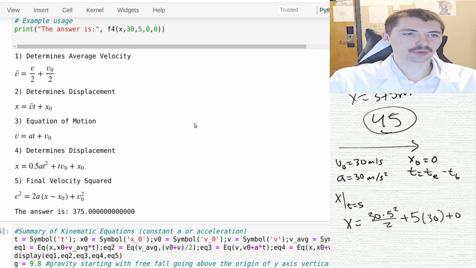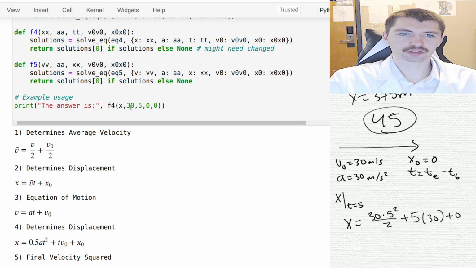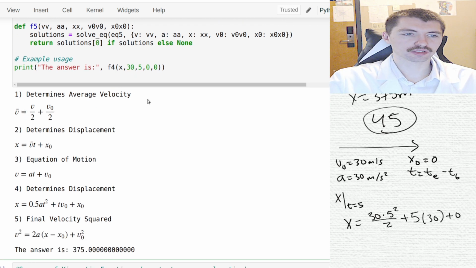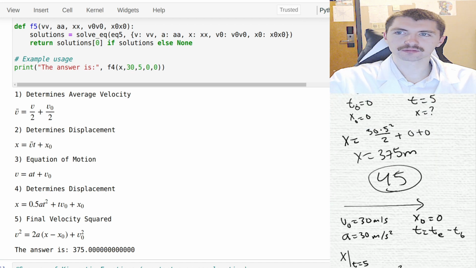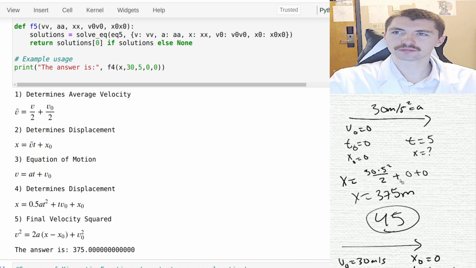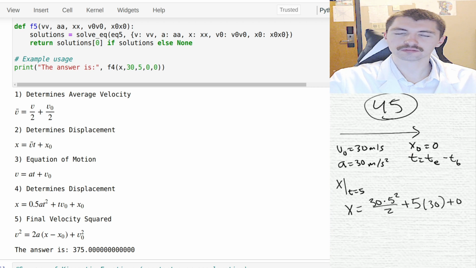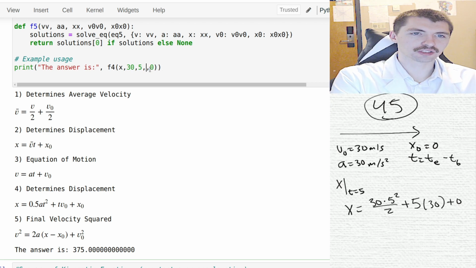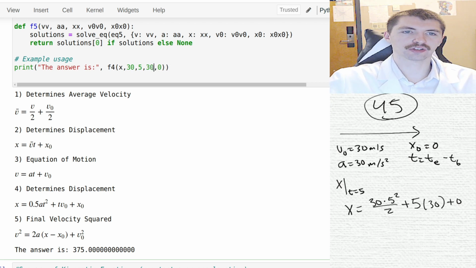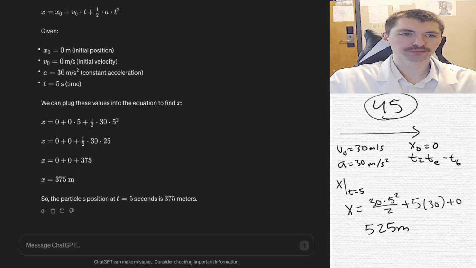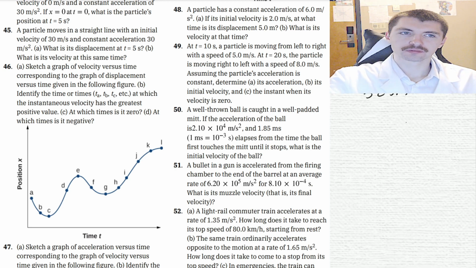All right, so we're using equation 4. So our acceleration, similar to the last problem, except we're changing the initial velocity to 30. So now it goes 525 meters, if it's got a running start. Okay.